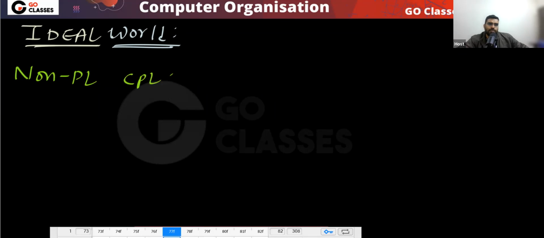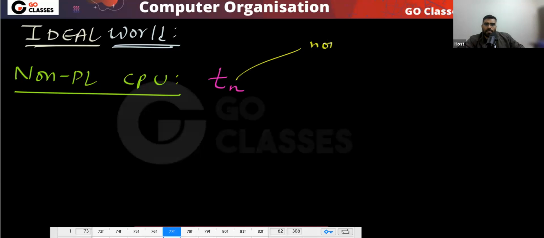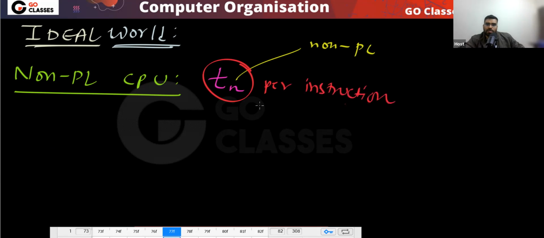So this non-pipeline CPU, what is it doing? Let's assume it is taking some amount of time, maybe some t amount of time. Let me assume this is Tn, where n means non-pipeline. So it is taking Tn amount of time per instruction. For one instruction, it is taking this much amount of time.